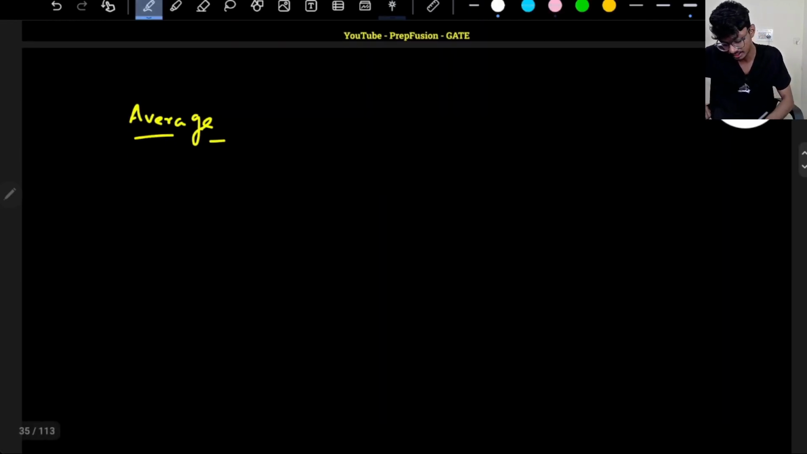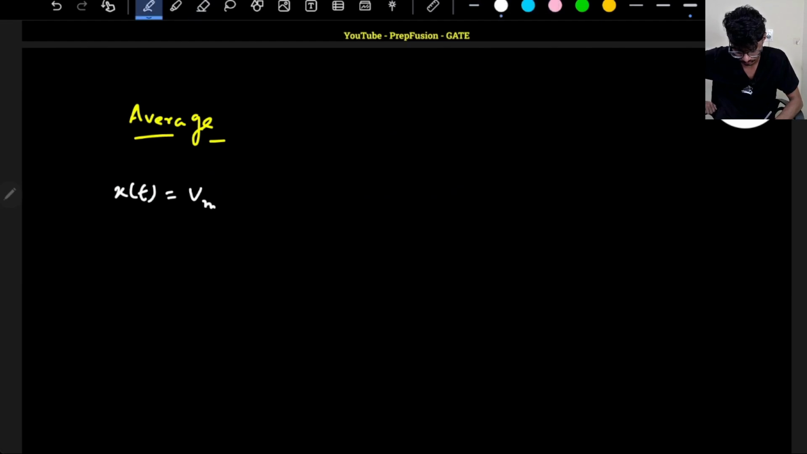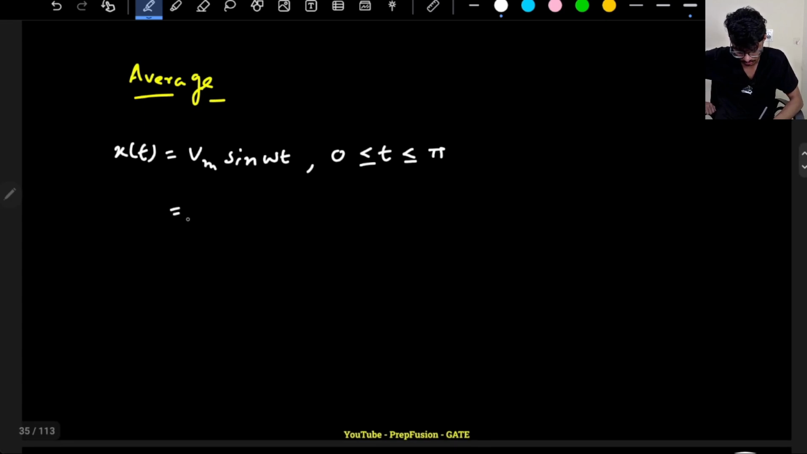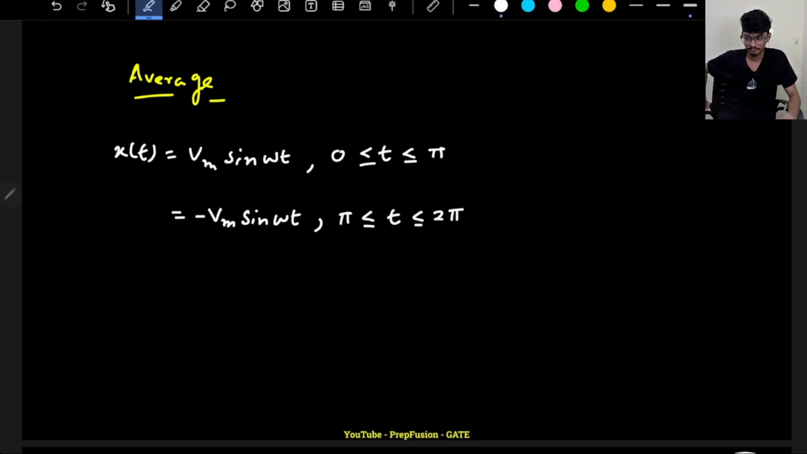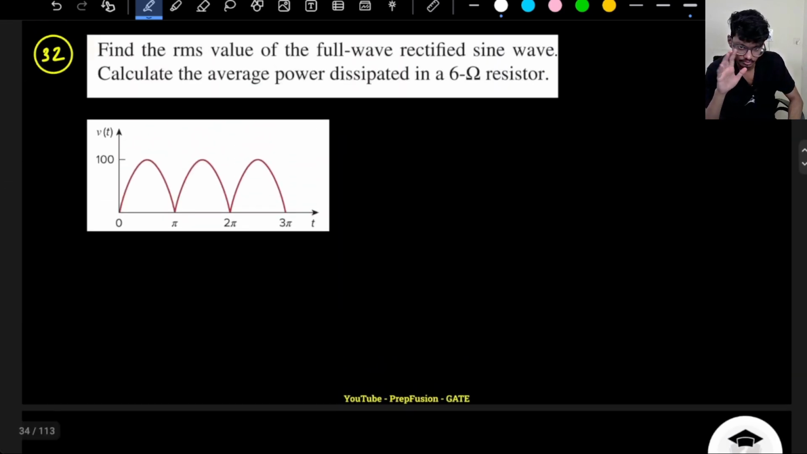So basically, if I have to give a definition to my waveform, my x of t will be equal to Vm sine omega t from t equals 0 to pi, then it is equal to minus Vm sine omega t from t equals pi to 2 pi. Okay, so that is the case over here, what you have to understand.